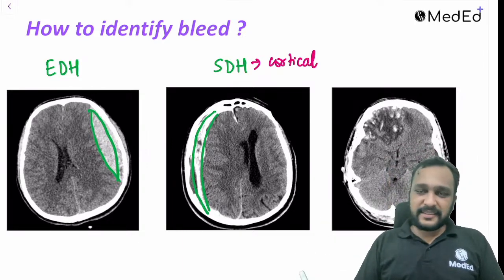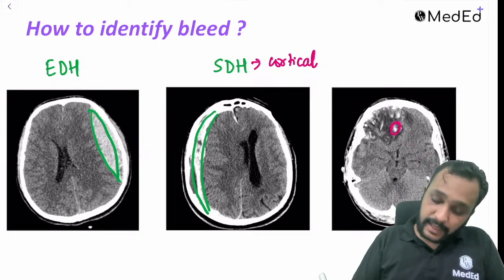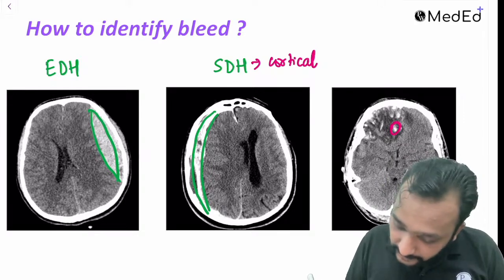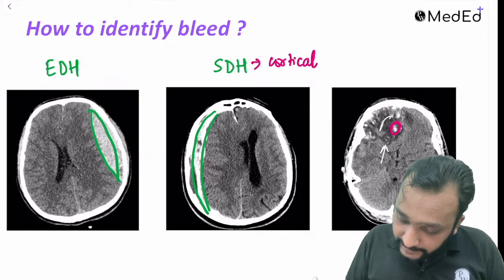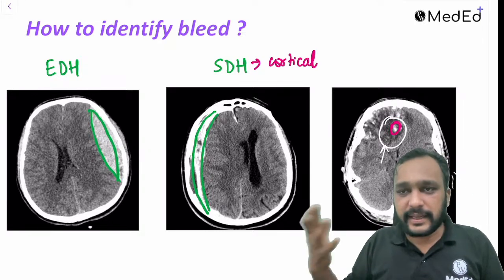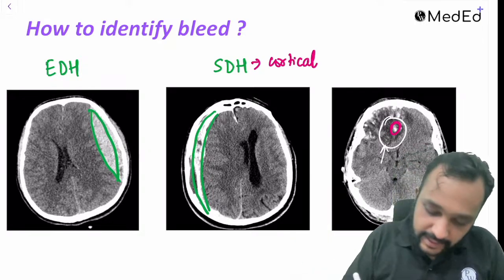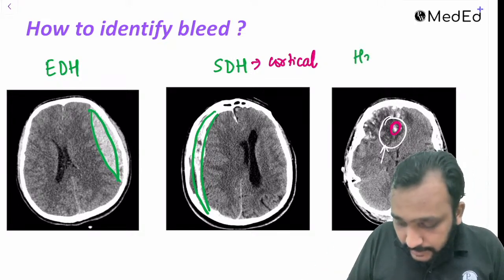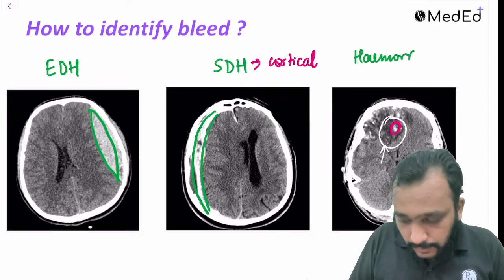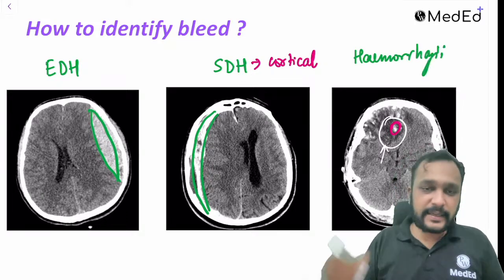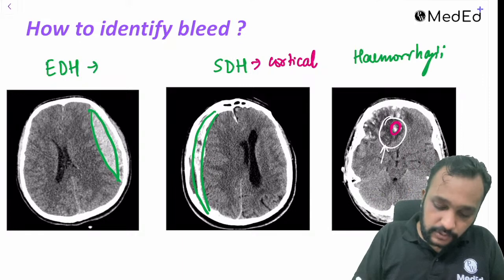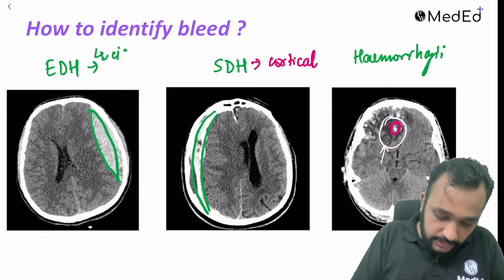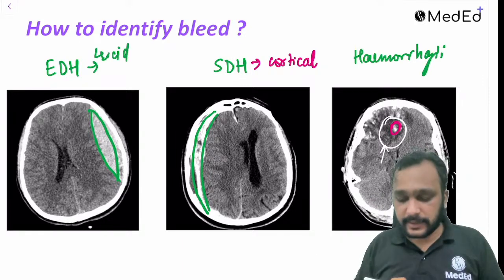And the third image is an intraaxial bleed. How do you identify an intraaxial bleed? Just remember that an intraaxial bleed will be surrounded by hypodensity, and this is the case of hemorrhagic contusion, right? In extradural hemorrhage, you can also get a lucid interval.